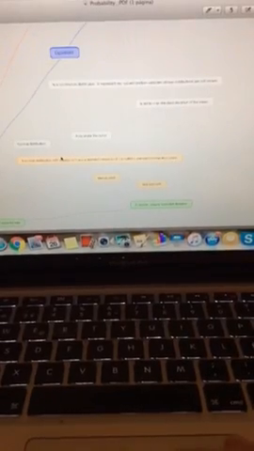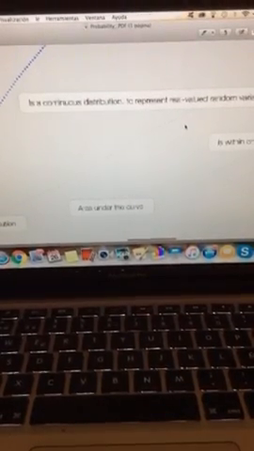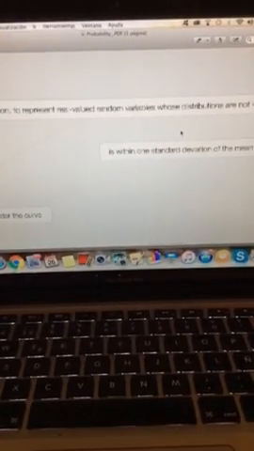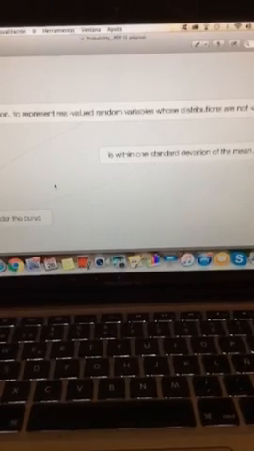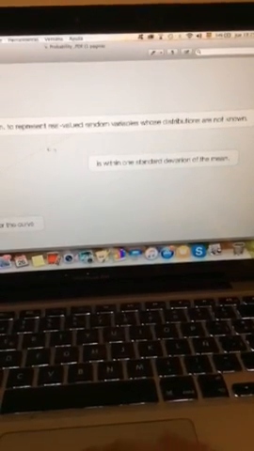If we go further, we can find what a normal distribution is. A normal distribution is a continuous distribution to represent real valued random variables whose distributions are not known. For example, a normal distribution would be doing an analysis of a demographic section of any country or any place that we would like to prefer, and finding this representation.